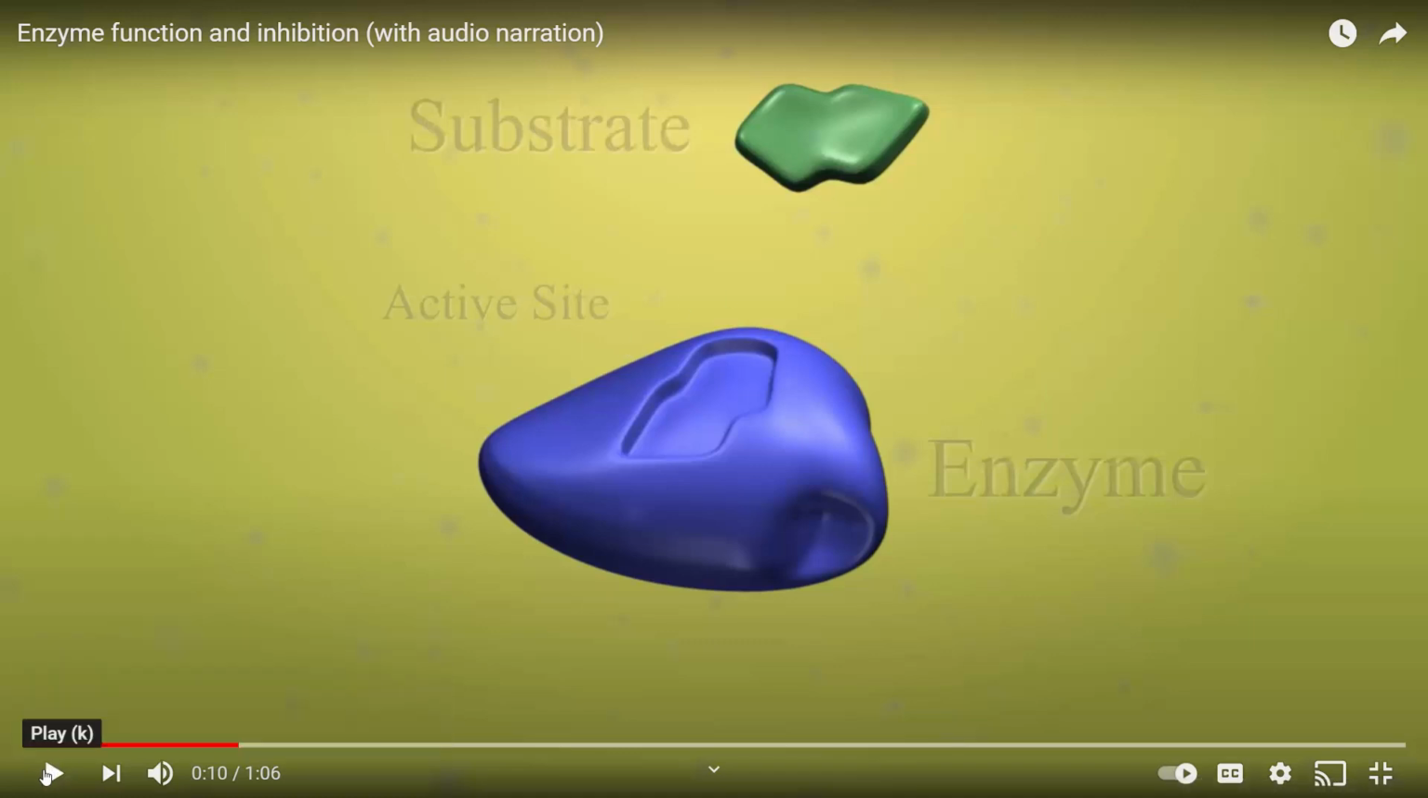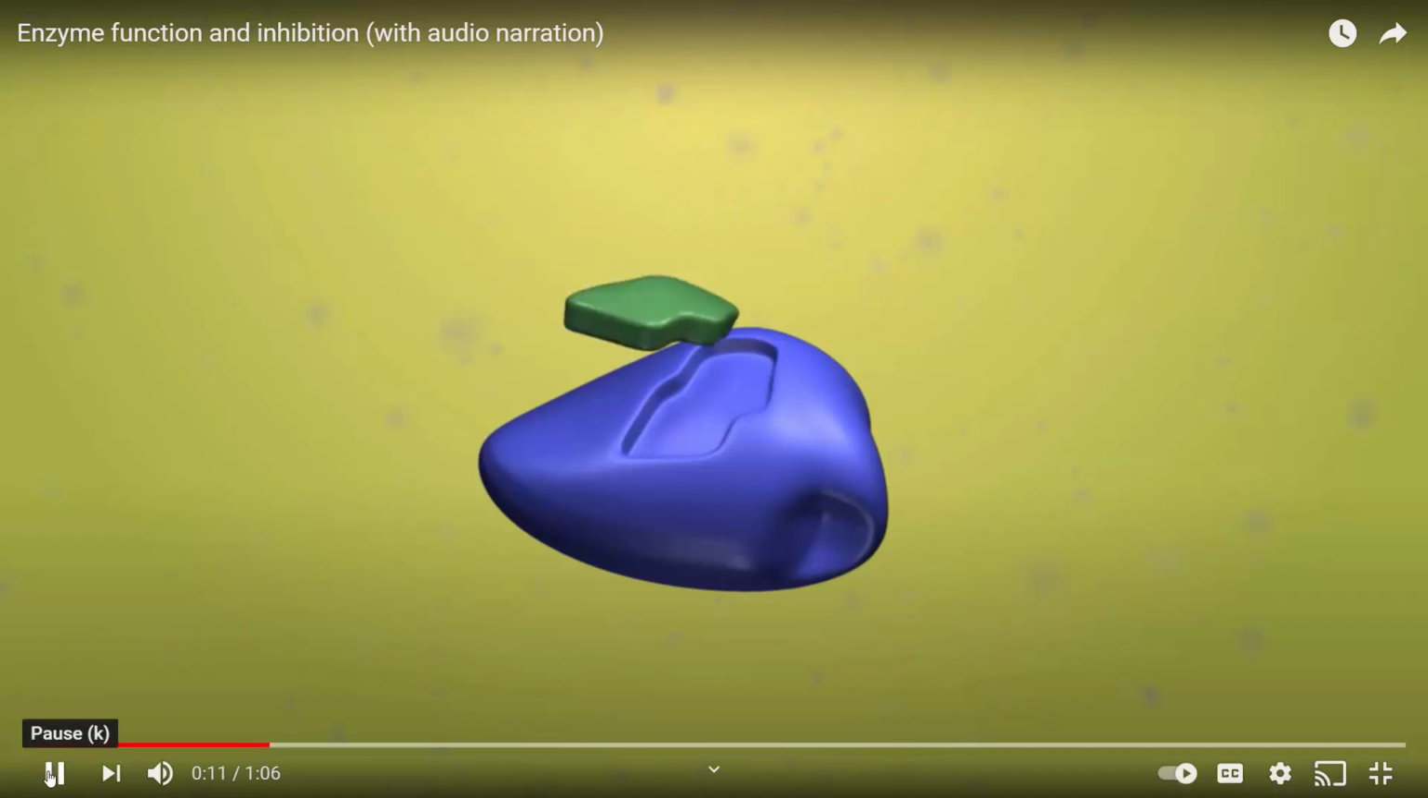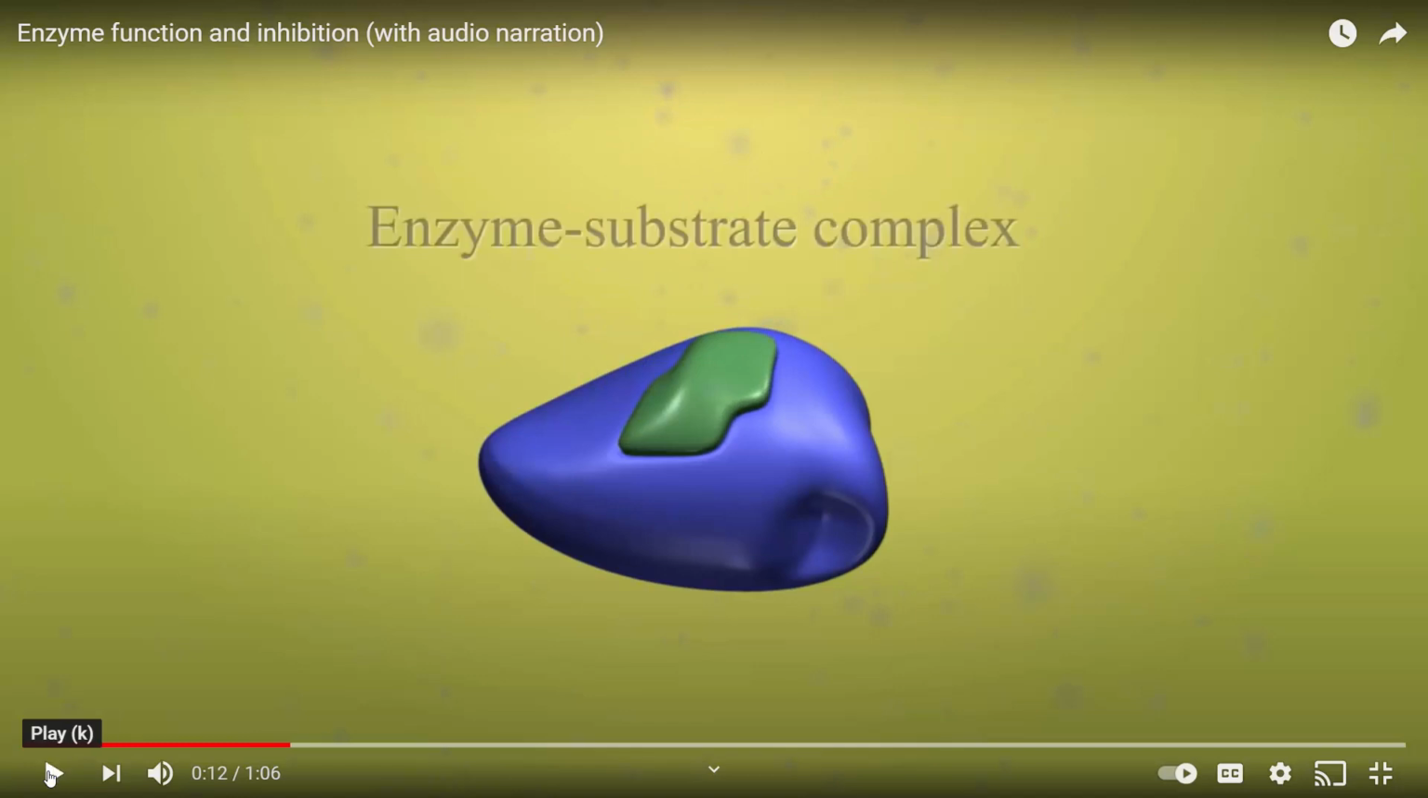So watch what's going to happen. As we push play, we're going to see the substrate bind to the enzyme at the active site, and it fits. Like a key fitting into a lock, it fits. Like a puzzle piece, fitting in. When you finally find that piece that fits in a portion of a jigsaw puzzle, you feel great, and that's the kind of fit that we have here. It's very, very specific, and therefore it's very rare that an enzyme will catalyze multiple reactions.